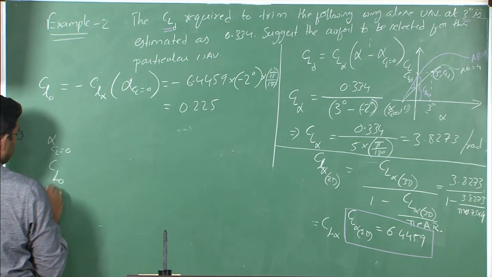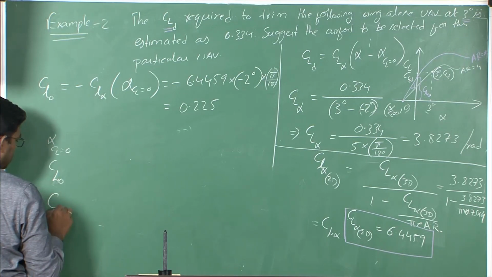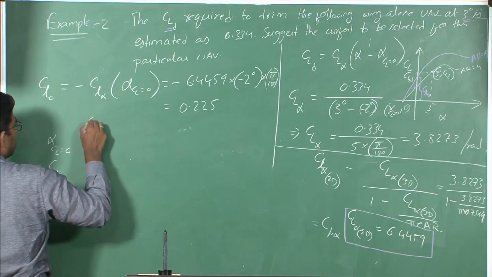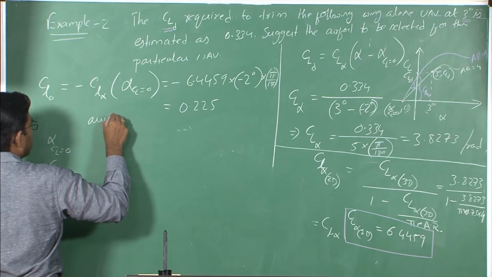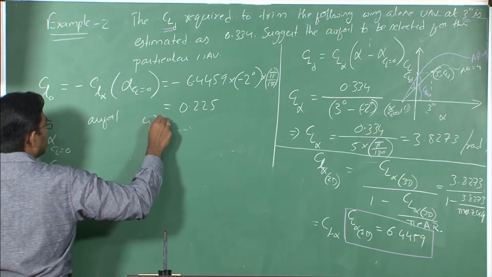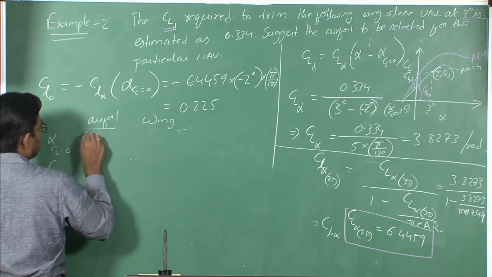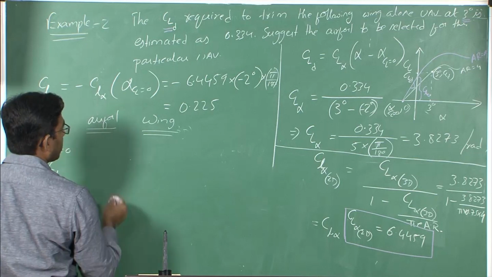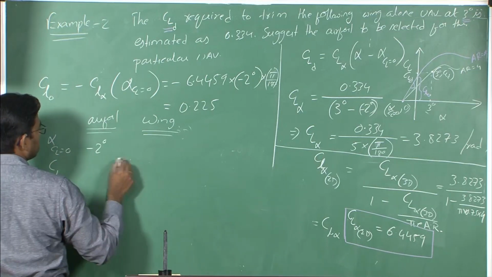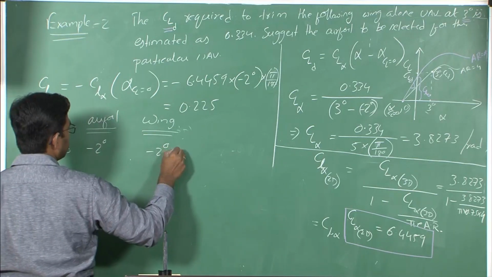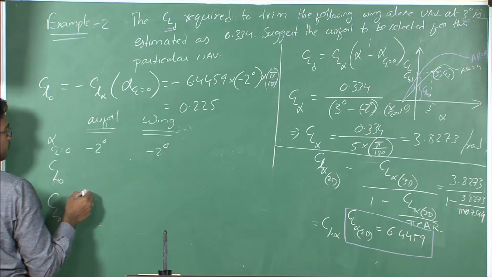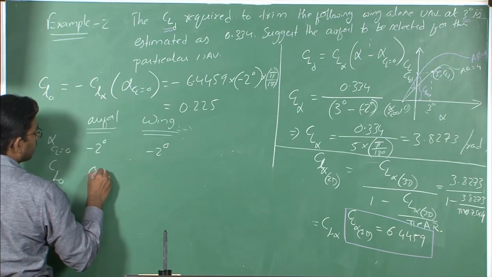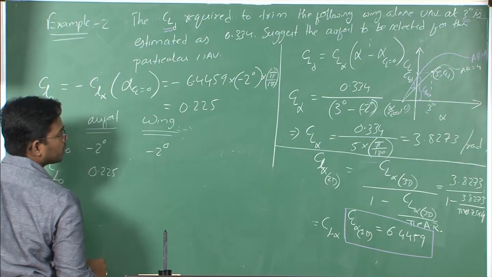or say CL naught and CL alpha for the airfoil and wing. So for the airfoil it is minus 2 degrees, and here it will be the same. What is CL naught of the airfoil? It is 0.225. What will be CL naught of the wing?